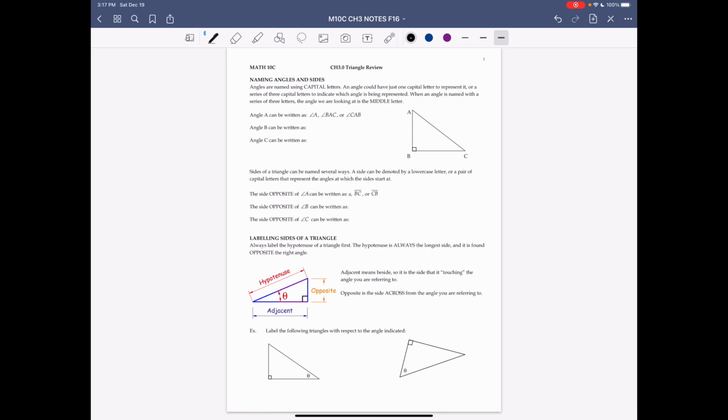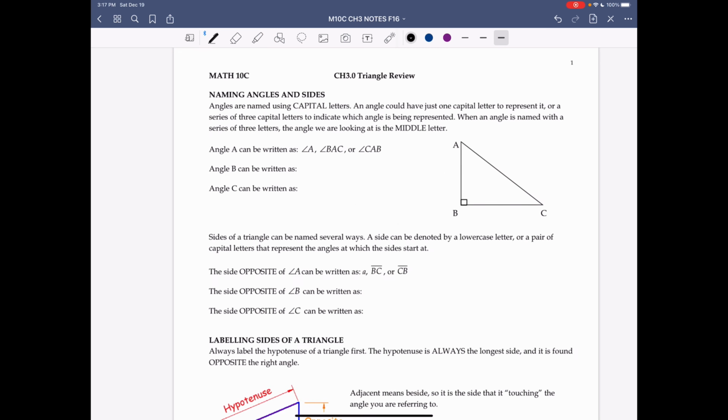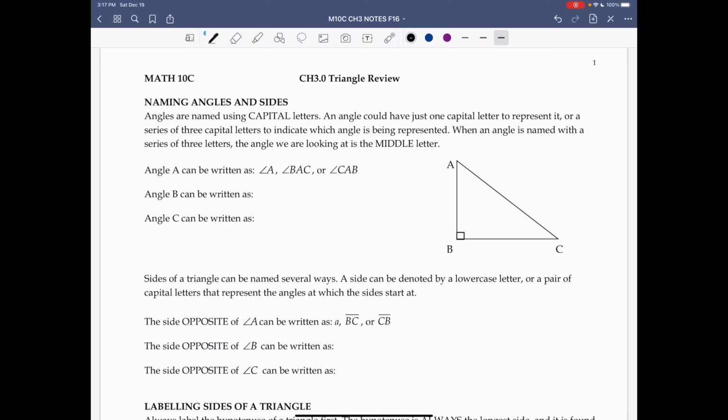Chapter 3.0 Triangle Review. Starting with naming angles and sides. Angles are named using capital letters. An angle could have just one capital letter to represent it, or a series of 3 capital letters to indicate which angle is being represented. When an angle is named with a series of 3 letters, the angle we are looking at is the middle letter.